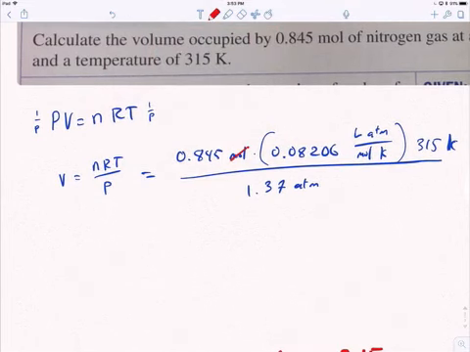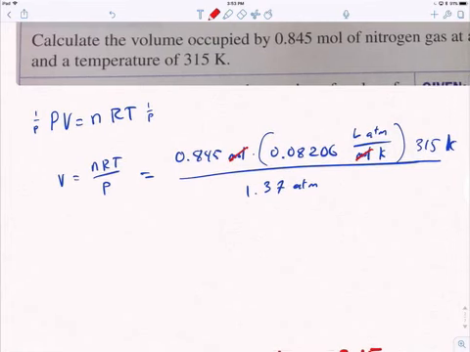We have this mole and this mole. The one on the left is on the top, divided by the moles, that cancels. The kelvins cancel here. The atmospheres cancel there. And so the unit that we're left with is liter. And then we just put this in our calculator.